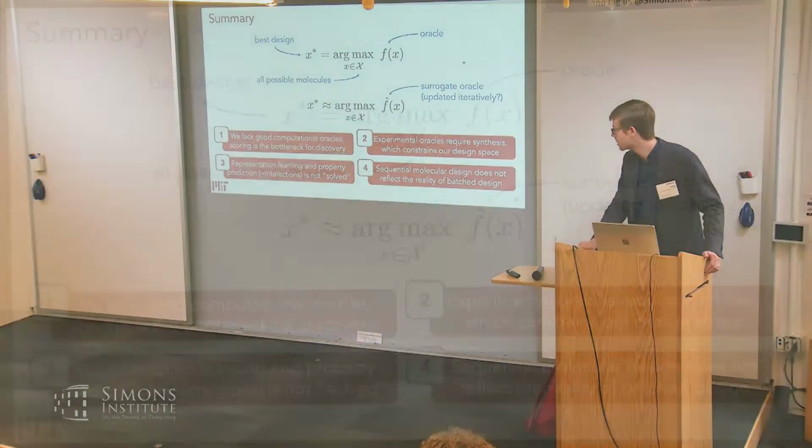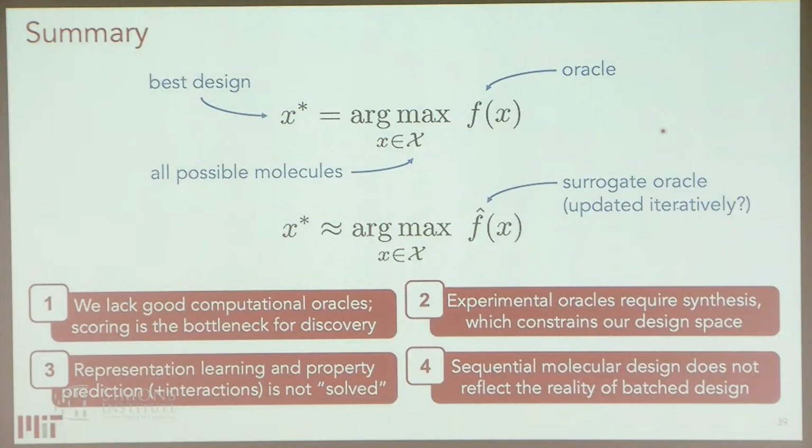I skipped some things in the middle, but I think the overall message is that computational oracle development is really one of the major challenges, and I think it's incredibly difficult and requires a lot of domain expertise. We will always continue to work with experimental oracles because that is the ground truth. We live in the physical world, and that should constrain or at least inform the design space that we search when we design new molecular structures.